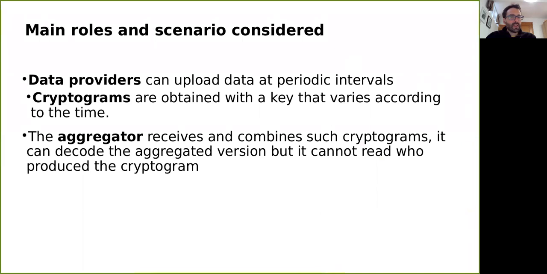We further analyze how data can be uploaded, and so we introduce the notion of data providers, which are the entities that upload data useful for the crowd-sensing campaign. They do not upload plain data, rather they use cryptograms in order to encrypt the data. These cryptograms are collected by the aggregators, which receive and combine such cryptograms in order to decode the aggregated version, but without being able to disclose the identities of the owners of the data.